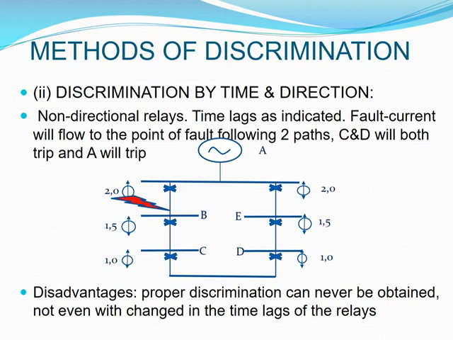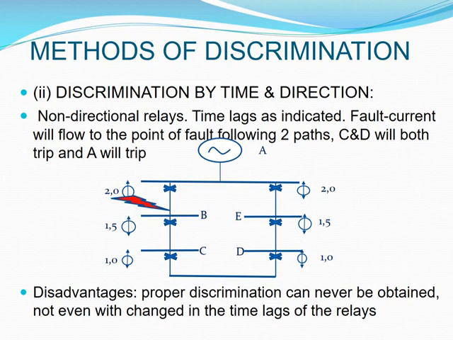Now, the problem with this is that proper discrimination can never really be obtained, because on the bottom fault path, you're going to have two relays that operate, that is your C and your D. They'll both operate because they are both at 1 second compared to your B, which was at 1.5. The reason discrimination is hard to obtain is that two relays are operating instead of one. As well, if you look at your top part, you'll also have two relays operating there, both at bus bar A on either side at 2 seconds. Again, that's why the discrimination is not very clear.